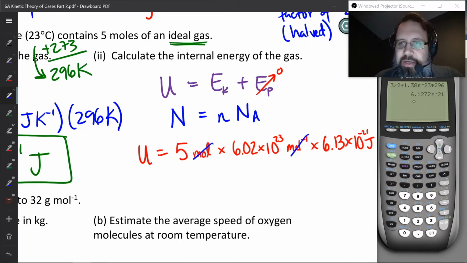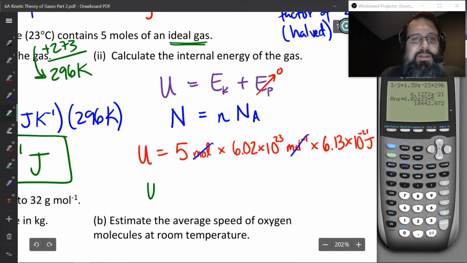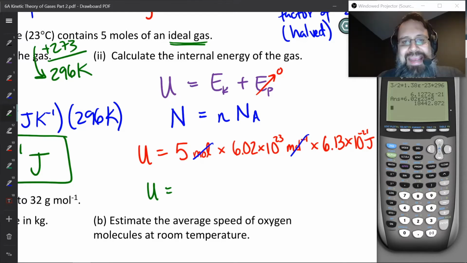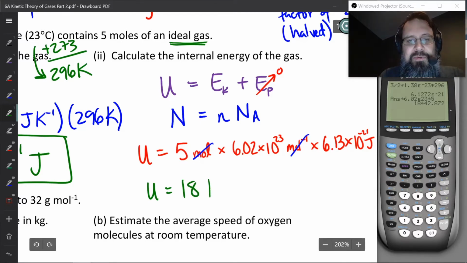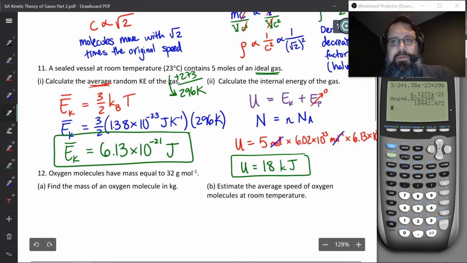So all we have to do over here is take this number, multiply it by 6.02 times 10 to the 23rd, Avogadro's number, and then multiply that times 5. And then we get our internal energy of this gas. So the internal energy of the gas is, let's call that 18 kilojoules. So there we go.